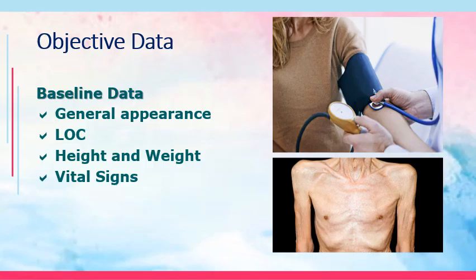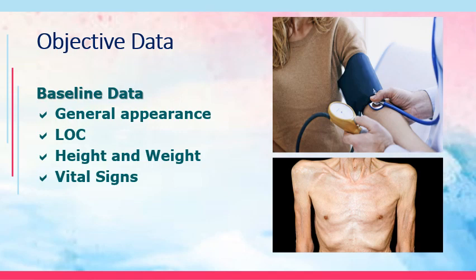Let's talk about objective data. Your objective data is expected to include the baseline data. You need to have the general appearance of your patient. You need to check if your patient is cyanotic or not. You need to check the level of consciousness of your patient. The level of consciousness is an indicator of the oxygenation status of the brain. So if there is a problem in blood perfusion towards the brain, that will be shown in the level of consciousness of your patient.